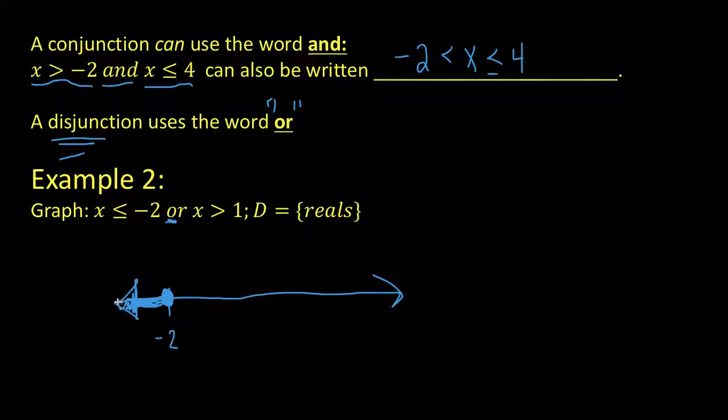And since it's real numbers, I don't have to do dots. I just shade it. Or x is greater than 1. So then I have 1 over here, and I can draw an open circle around it, and then I can shade to the right. My solution is all reals. So pretty simple. You just shade both inequalities. So some solutions are over here, other solutions are over here. Let's do example 3.